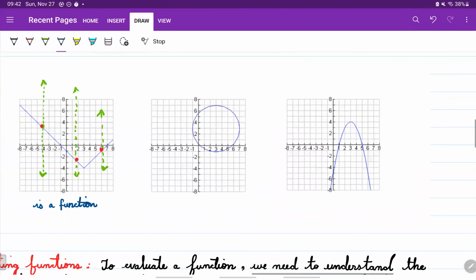In the second graph here, you draw a vertical line anywhere. You see that the line crosses it at 2 points. There's one, 2 points here and 2 points here. That means this is not a function.